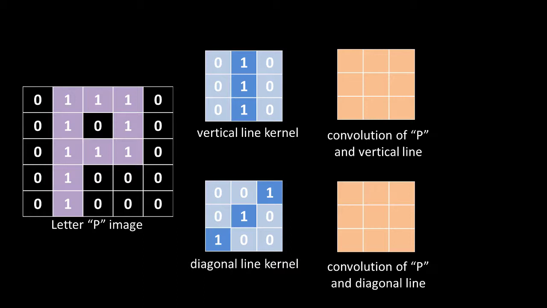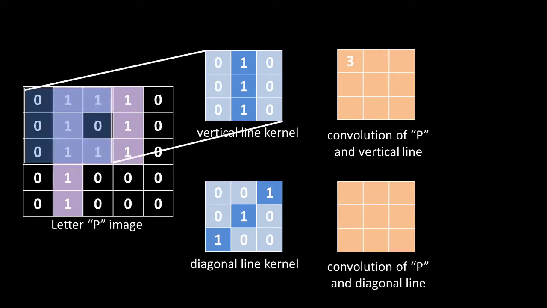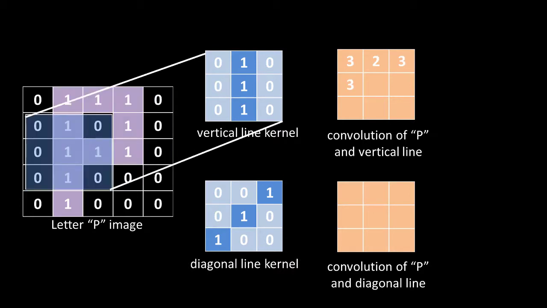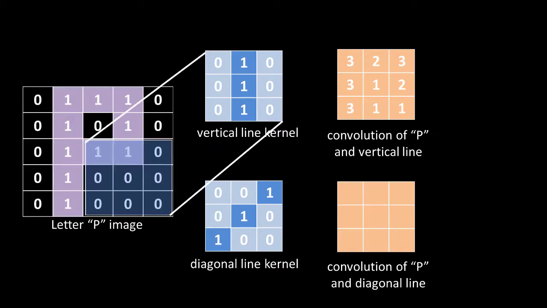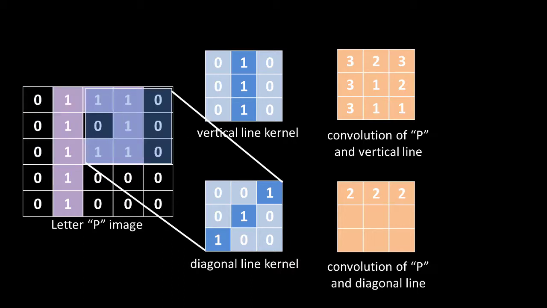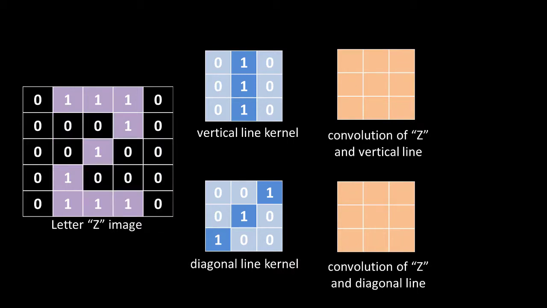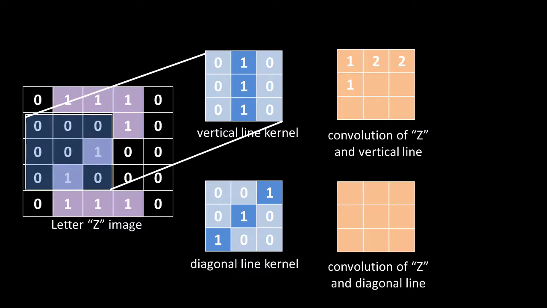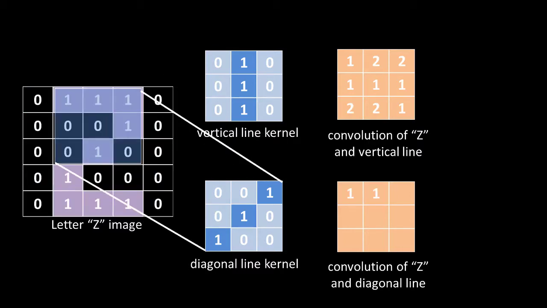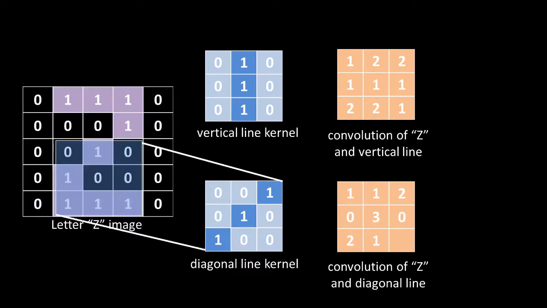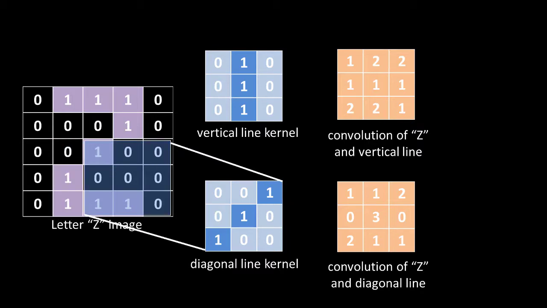So let's start by placing the convolution window for our vertical line kernel in the upper left-hand corner of our image. We multiply and sum the cells together and we get a value of 3. So then we move the convolution window and repeat. And then we repeat again for the diagonal line kernel. And then we're done. So let's take a different letter, the letter Z this time, and repeat the process. So now we have the convolution outputs for each letter.